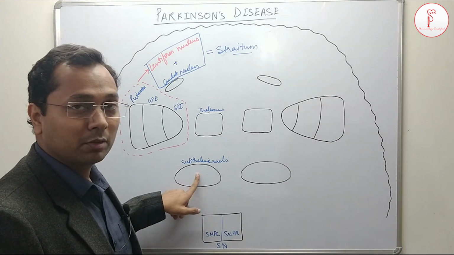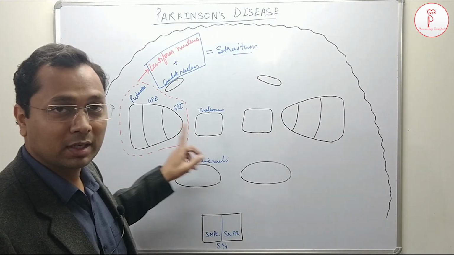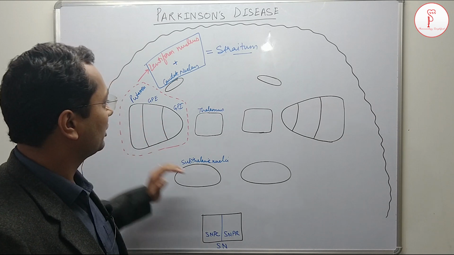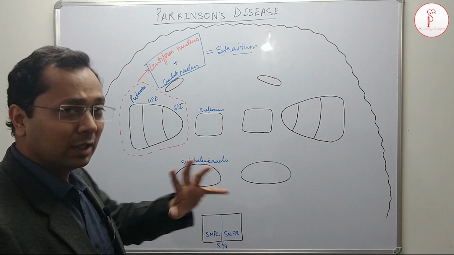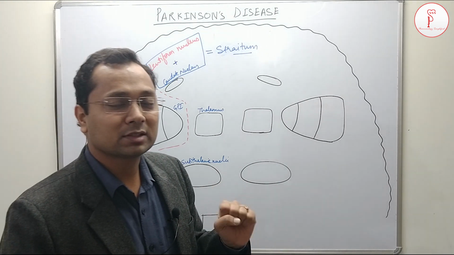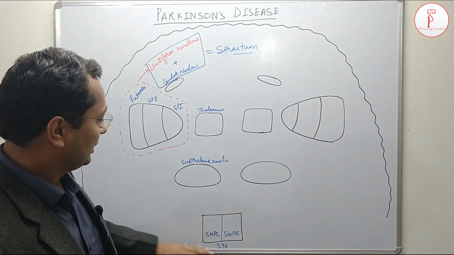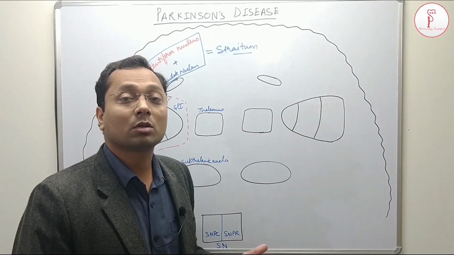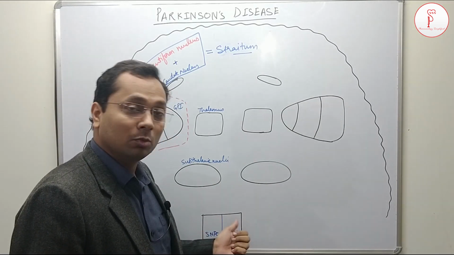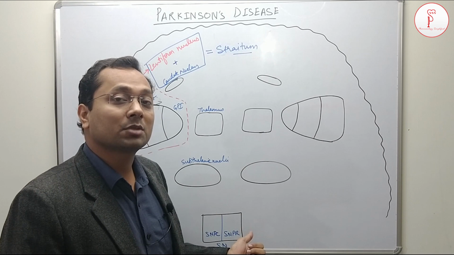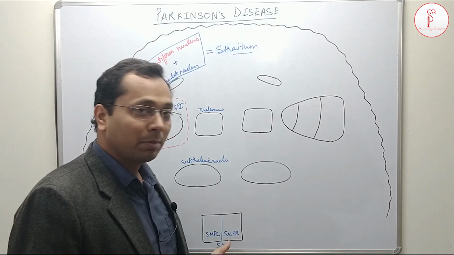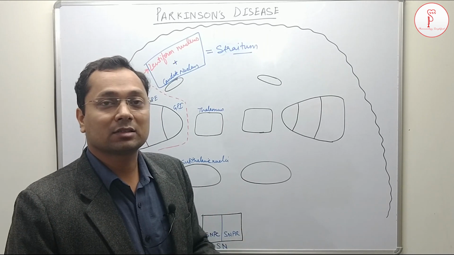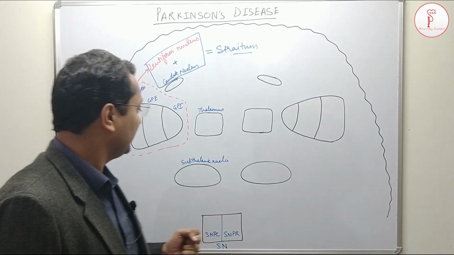This is the subthalamic nuclei. This acts as a relay station for impulses from the lentiform nucleus to the thalamus. There are two pathways, direct and indirect. I would be discussing them separately. And this is the substantia nigra. Substantia nigra is the place where all the dopaminergic neurons are present, and it has two parts: substantia nigra pars compacta and substantia nigra pars reticulata. Pars compacta is called so because it has a very dense cluster of dopaminergic neurons, right?